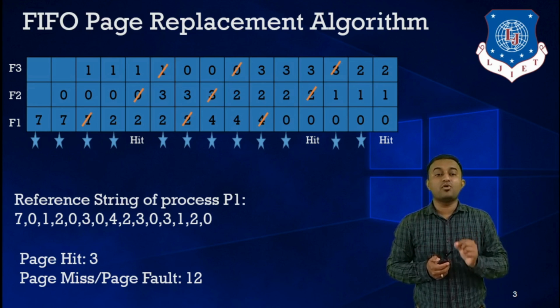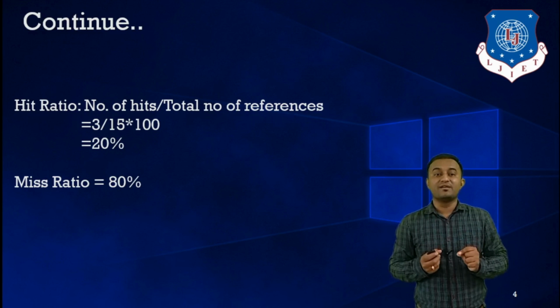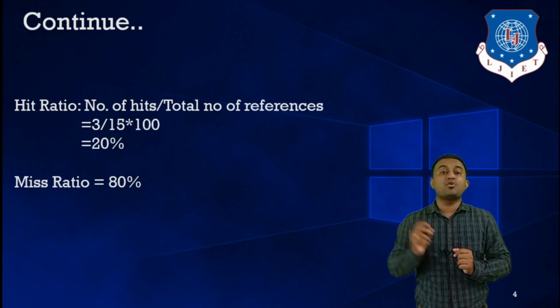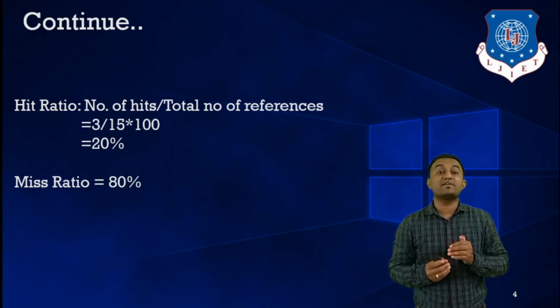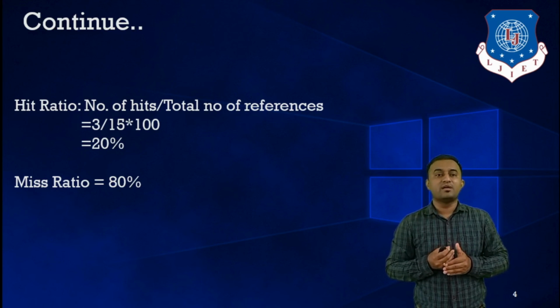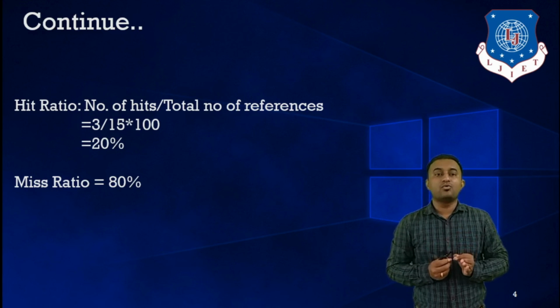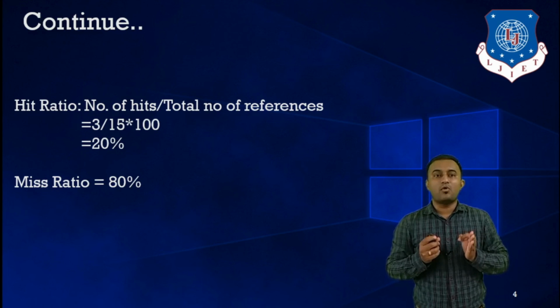If we want to find the hit ratio and miss ratio, we can easily find them with the help of this formula. Hit ratio is equal to the number of hits. How many hits in this case? 3. Divided by the total number of references, or the total number of pages in this case. So it is 15. So 3 divided by 15 multiplied by 100. The final outcome of the hit ratio is 20%.